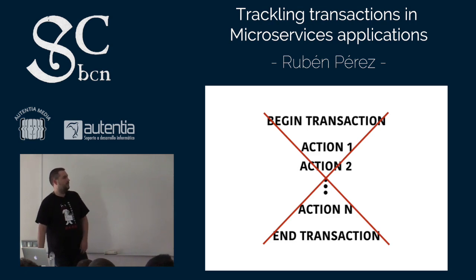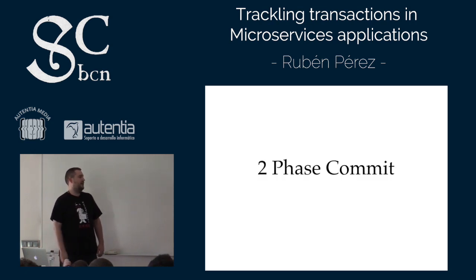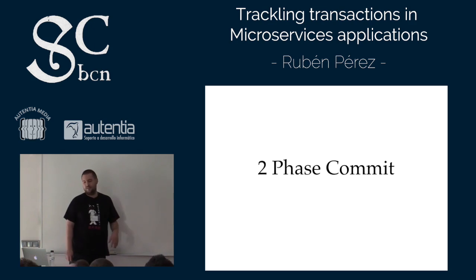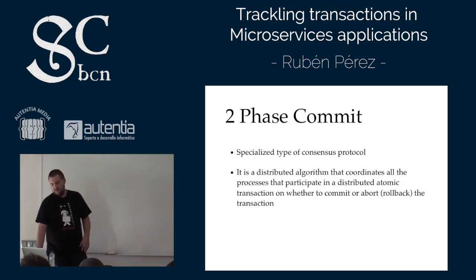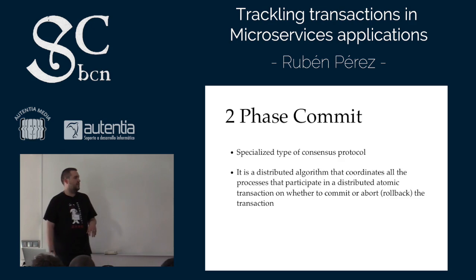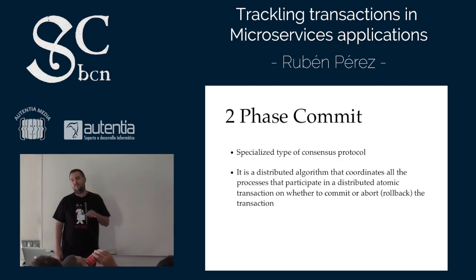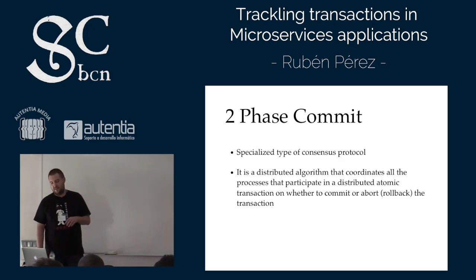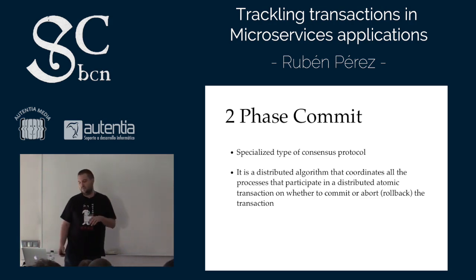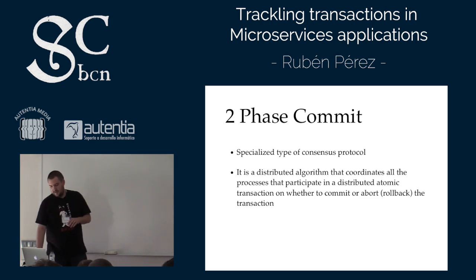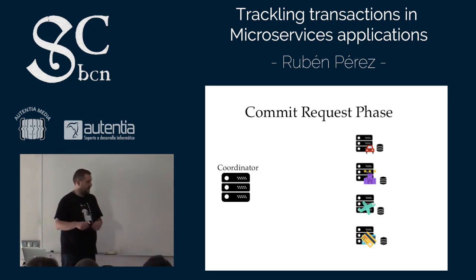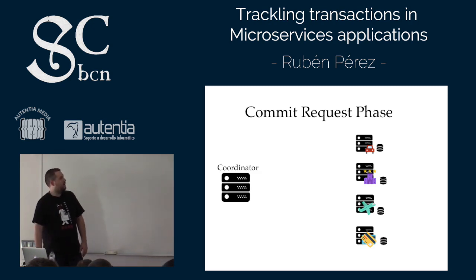So what can we do now? First, we have the first option, which is a two-phase commit. So what's two-phase commit? Two-phase commit is a specialized type of consensus protocol, a distributed algorithm that coordinates all the processes in a distributed transaction on whether to commit or abort, or rollback in this case. And for this protocol, we have a new player, the two-phase commit coordinator, which is in charge of coordinating things. And we also have two phases.